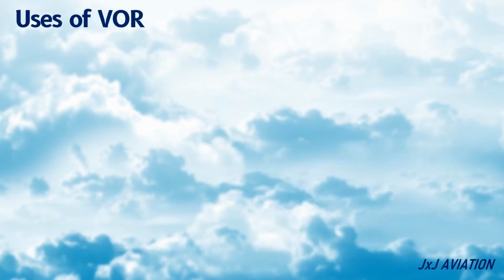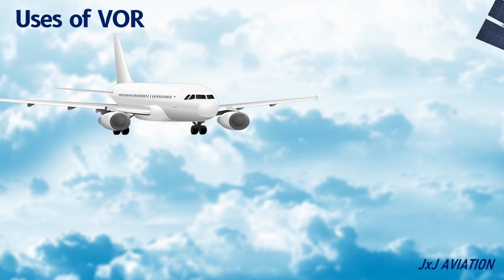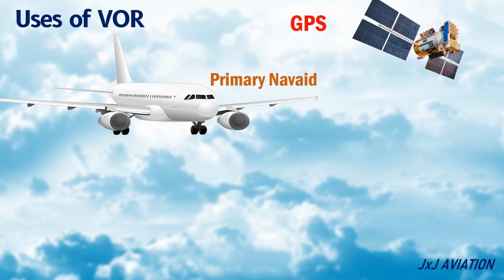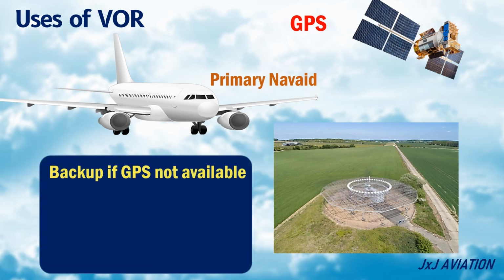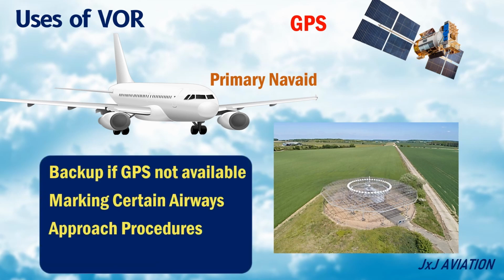Nowadays, GPS is the primary nav aid that is used in most of the modern aircraft. But VOR is also available as backup, or for marking certain airways, for approach procedures, or as a holding point.